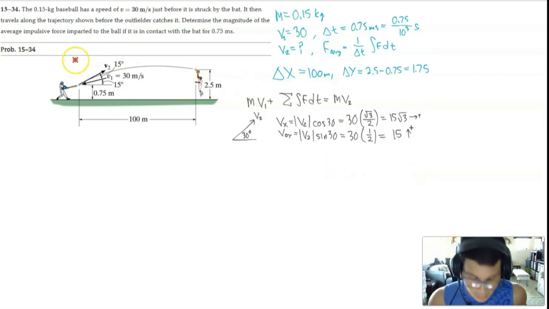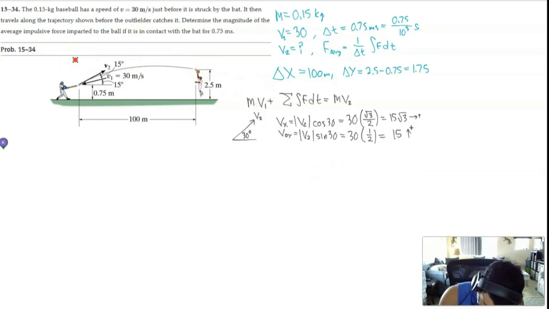Okay, so we're not done because we need to actually use that stuff. So Vx is equal to change in x divided by the change in time. Well, actually we know what change in x is, but we actually don't know what this change in time is. This change in time is the time he hits the ball.